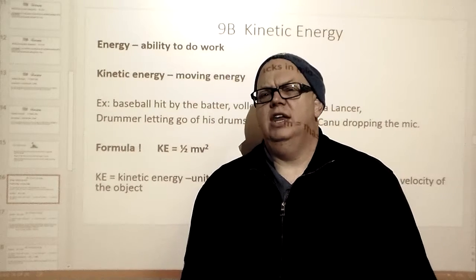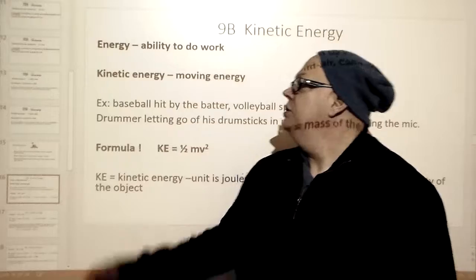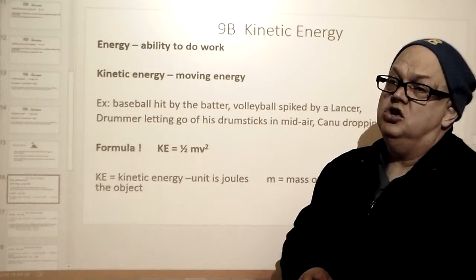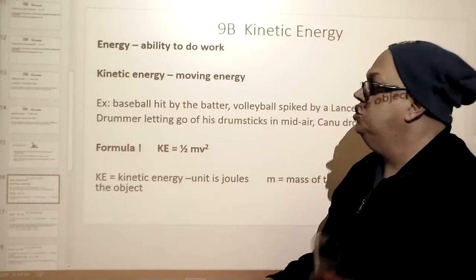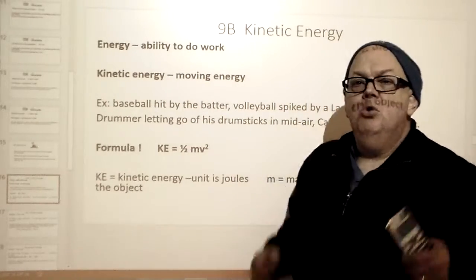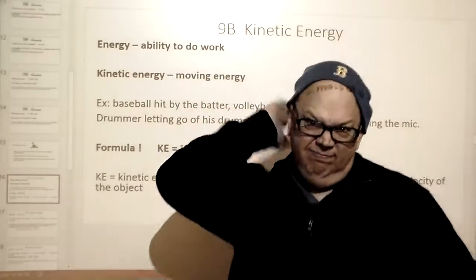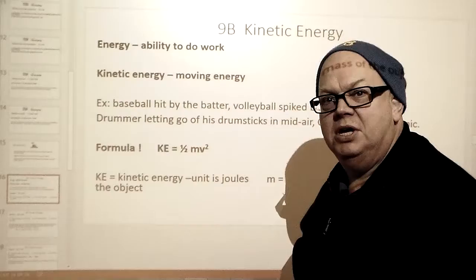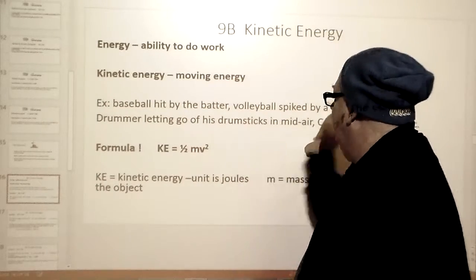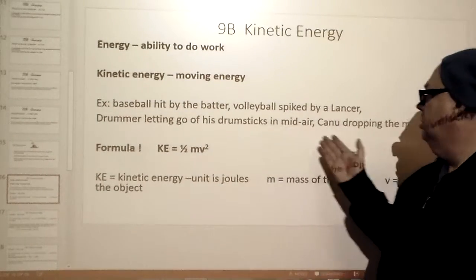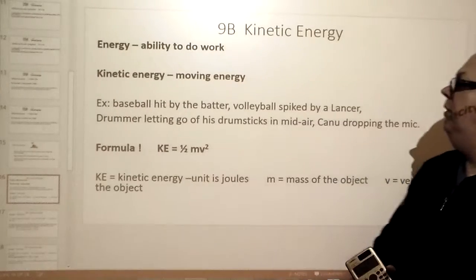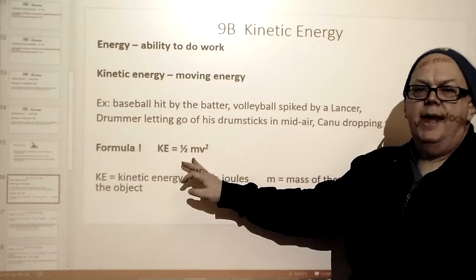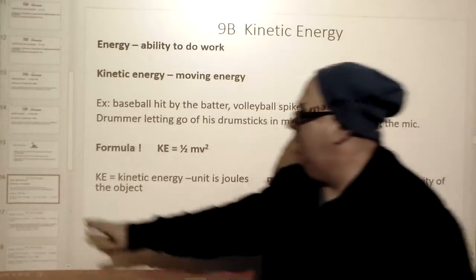Today we're going to be looking at energy. So, energy, it's the ability to do work. There's two basic kinds of energy: kinetic and potential. Kinetic energy is moving energy, okay? Slapping the neck, that's an example of kinetic energy. Volleyball spiked by a lancer, Canu dropping the mic, all that. So here's our formula. KE equals 1/2 times the mass times the velocity squared.